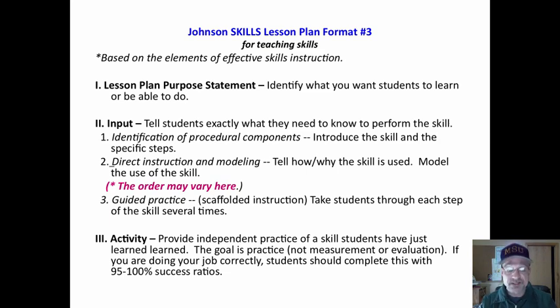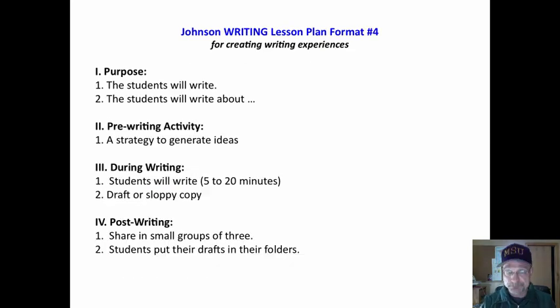The order may vary a little bit. The most important thing, guided practice or scaffolded instruction. We take students through each step of the skill several times and gradually pull away that support. That enables us to use some informal assessment, again, to see if students are getting the skill. And then an activity where we provide independent practice. The goal is practice and reinforcement. If we're doing our job correctly, students should complete this with a 95 to 100% success ratio.